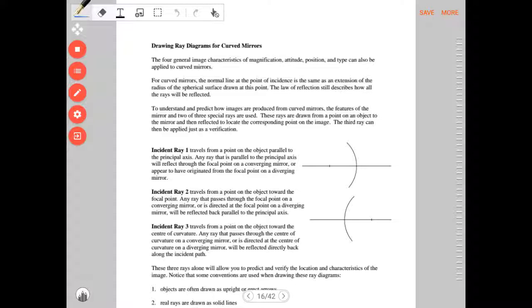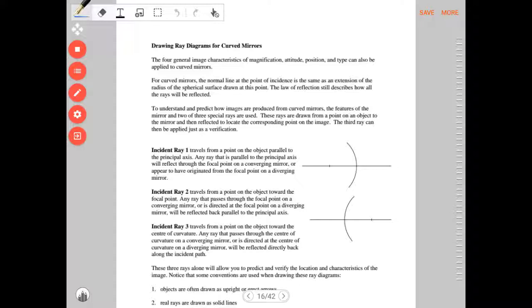Drawing ray diagrams for curved mirrors. The four general image characteristics of magnification, attitude, position, and type can also be applied to curved mirrors. For curved mirrors, the normal line at the point of incidence is the same as the extension of the radius of the spherical surface drawn at this point. The law of reflection still describes how the rays will be reflected.